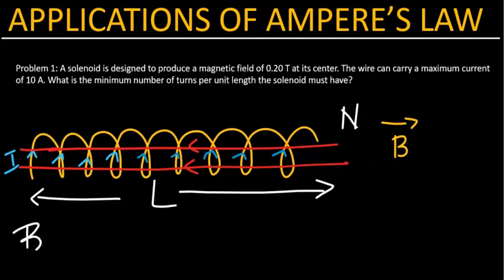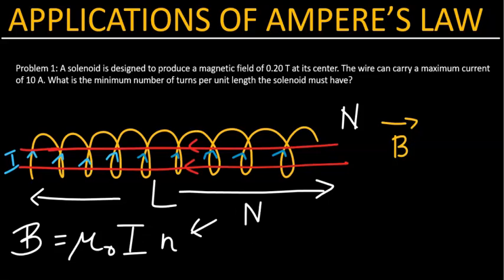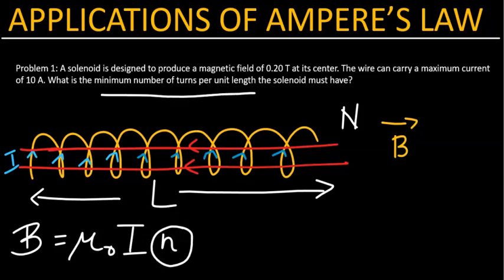Previously, we have determined the expression for the magnetic field for a system of solenoid shown here. It is quite simply the permeability of free space times the electric current times the number of turns per unit length. Note, this little n here is the number of turns over the length of the solenoid. What we are interested in is the minimum number of turns per unit length, namely the minimum value for this little n given a maximum value for this current.